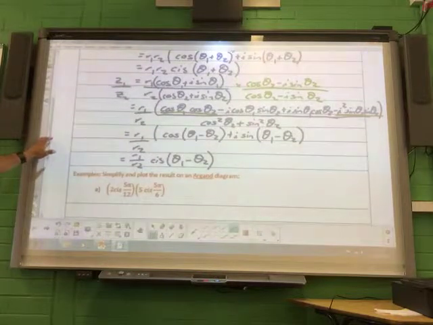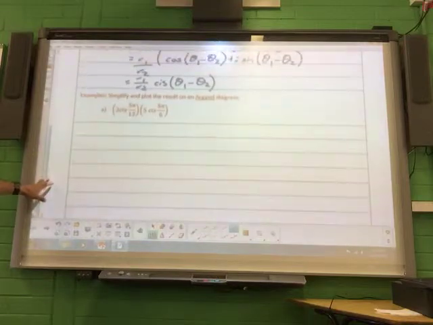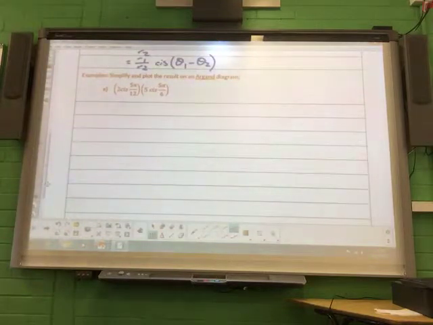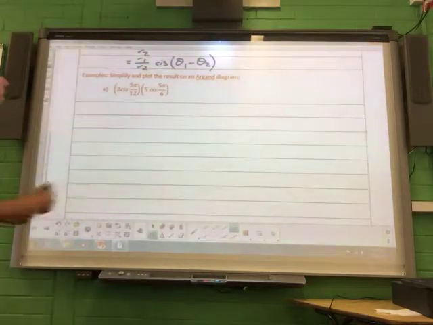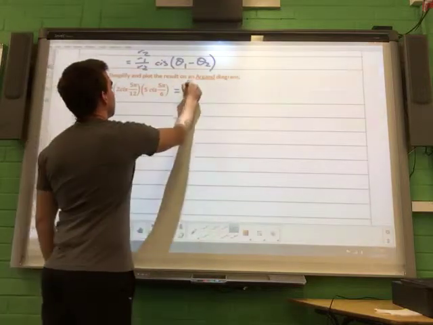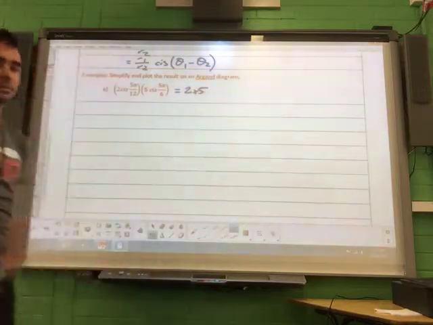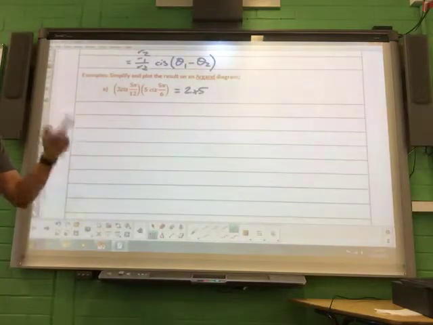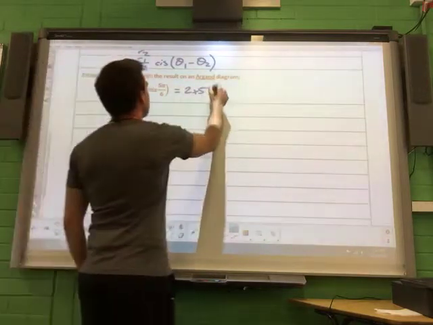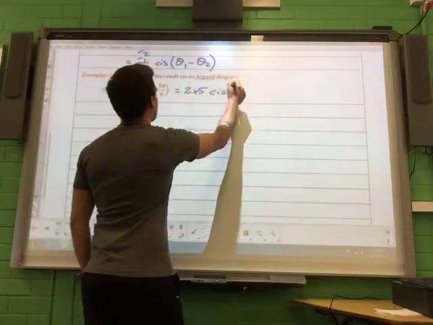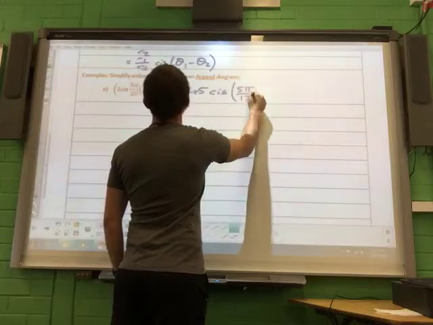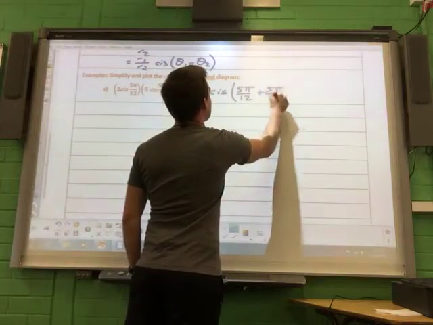Okay, so you need to know the result, and obviously it will always be beneficial to understand how it's derived. Okay, simplify, plot the result on Argand diagram. So it's already represented in modulus argument form for you. We're multiplying because the brackets are next to each other. So this is going to be 2 times 5, multiply the modulus, and you're going to add the arguments when you multiply. Cis of 5 pi on 12 plus 5 pi on 6.